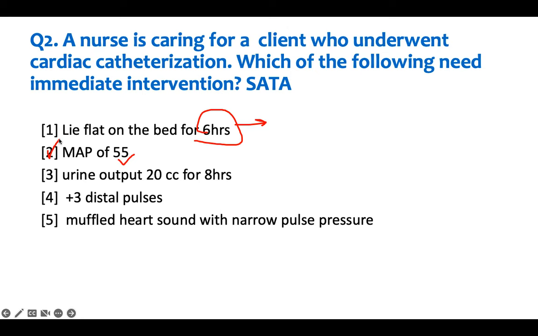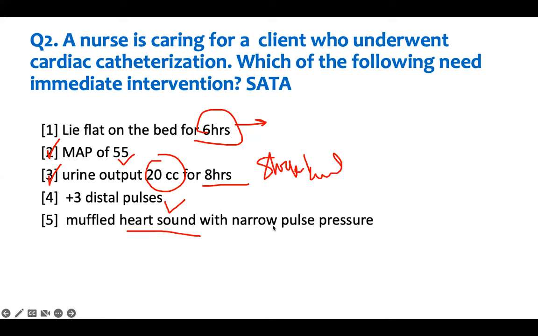Urine output of 20 cc for 8 hours. The same thing, the patient may be bleeding. That's why they have urine output that low over 8 hours. That's barely the minimum value. That's really bad. They're bleeding, they are in shock right now. Then 3 plus pulses, that means it's a normal pulse, so you don't do anything about it. So these two patients, they're bleeding.